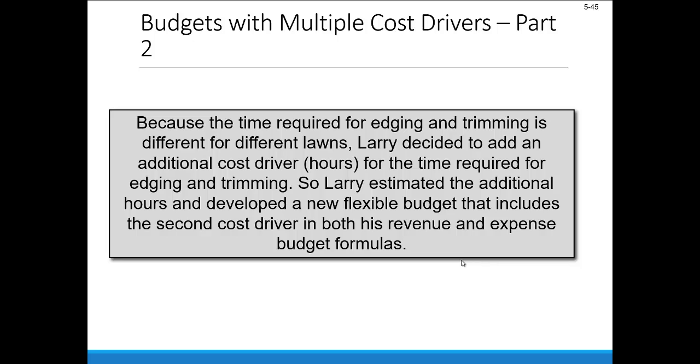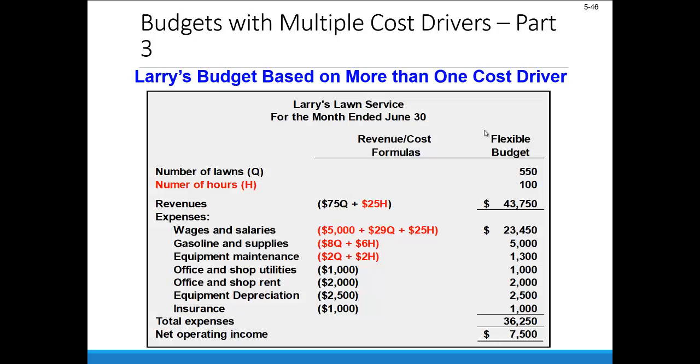So let's say because the time required for edging and trimming is different for different lawns, that Larry decides he needs to add a second cost driver, and that's hours, for the time required for that edging and trimming. So Larry's going to estimate the additional hours needed for that activity and put together a new flex budget that includes the two drivers, the number of lawns mowed, and then the time spent in edging. So here's Larry's budget based on more than one cost driver. Now he's saying his two drivers are the number of lawns mowed, 550 was the actual result there, and then the number of hours spent for trimming, and the total was 100 hours.